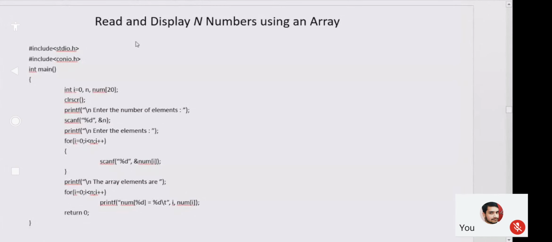Now some examples. First, read and display numbers using array. This is the simplest problem that belongs to array. You have to read in numbers. After reading, you have to display all the numbers. For reading the numbers, you have to use one for loop, and for displaying all the elements that you have read and stored in the array, that also takes one loop. So here there are n comparisons and there also n comparisons. So the time complexity is n.